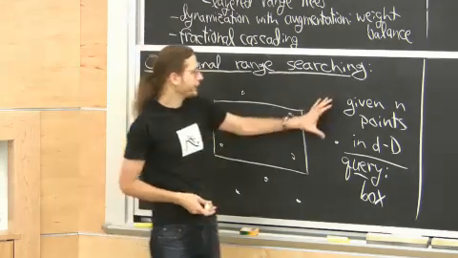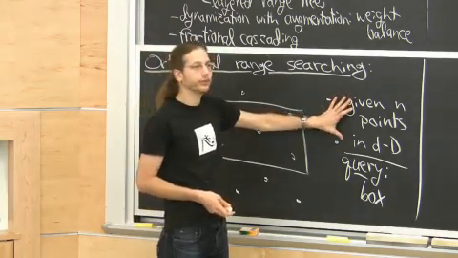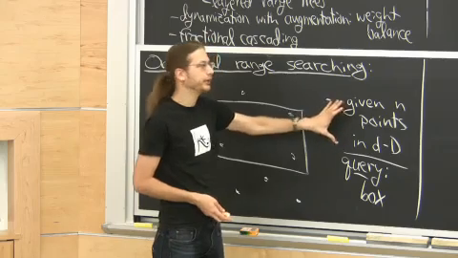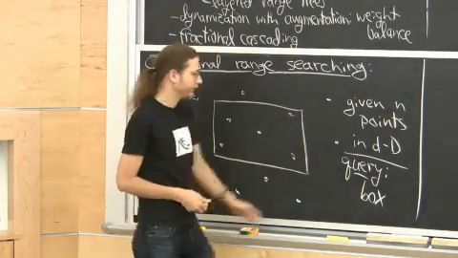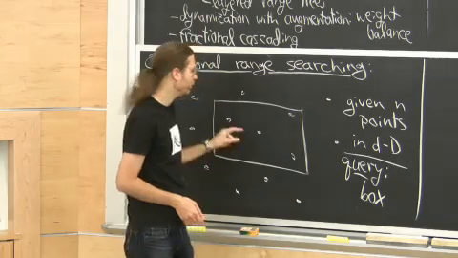OK, so in the static version, you get to pre-process the points. In the dynamic version, the points are being added and deleted. And in all cases, we have dynamic queries, which are, what are the points in the box?